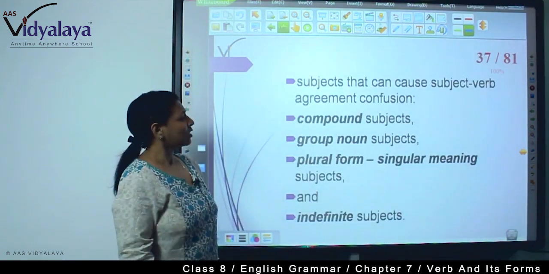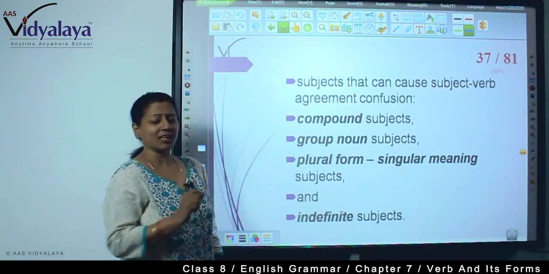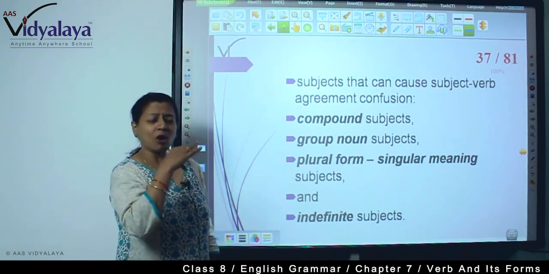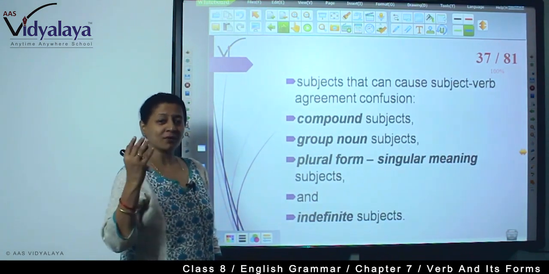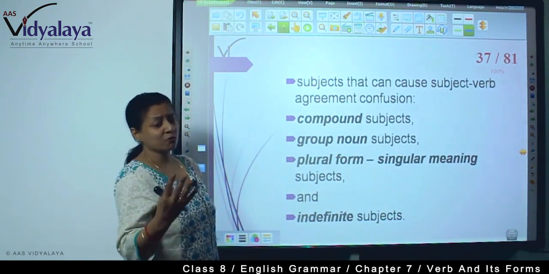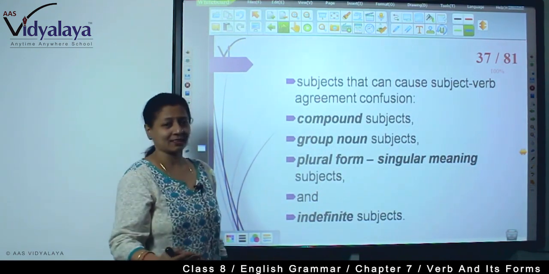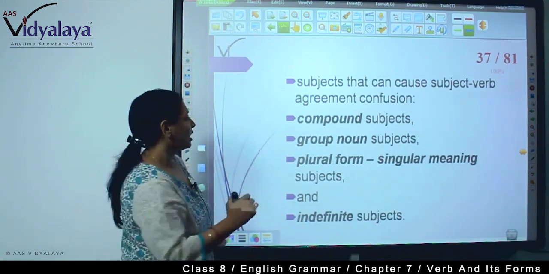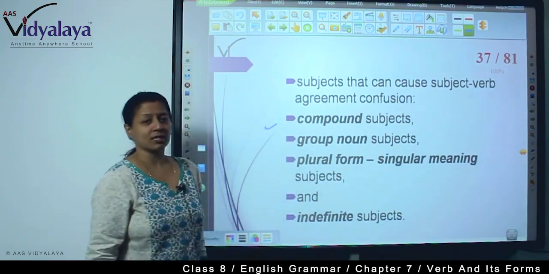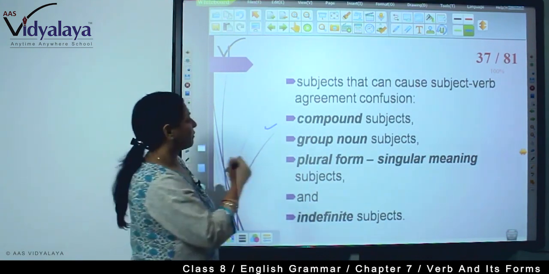Now, subjects that can cause subject-verb agreement confusion. Always remember, it's not so easy that all the rules you can apply very easily. There are some confusing factors in this, and as I told you when I started the session, you'll have to give 110% attention. Whenever there are compound subjects, you will be confused about what type of verb you need to write.